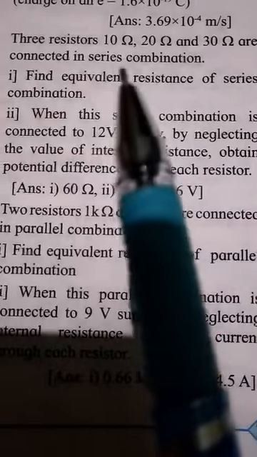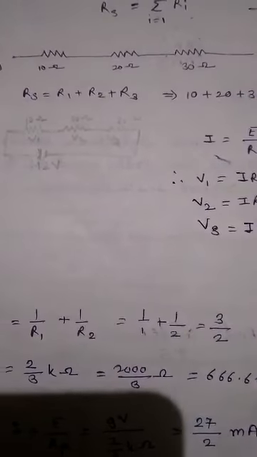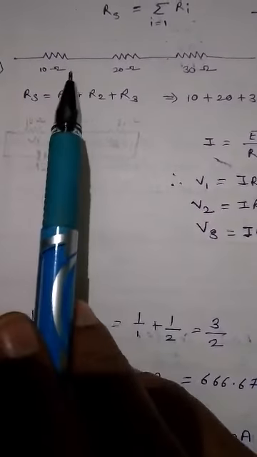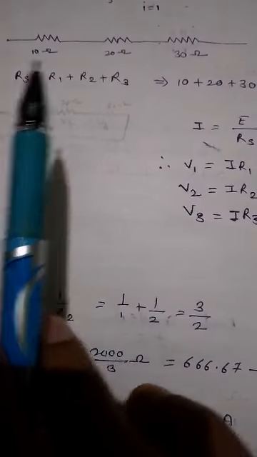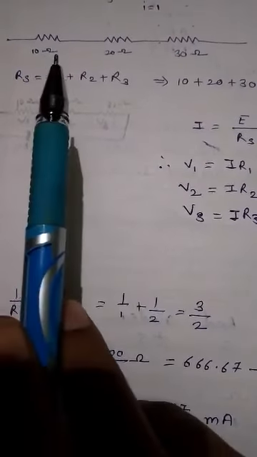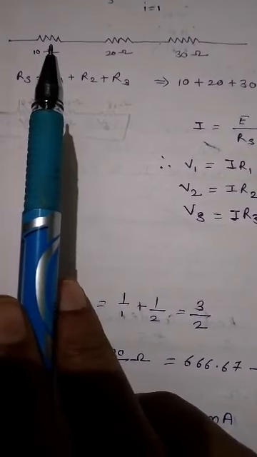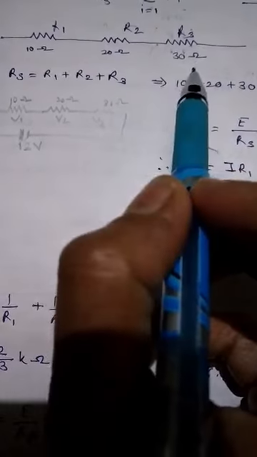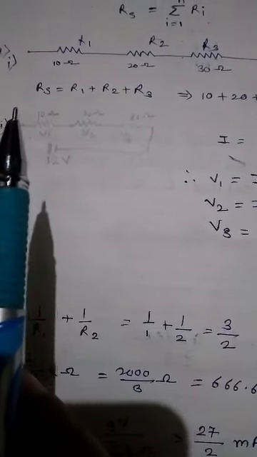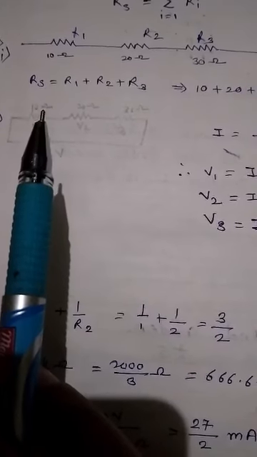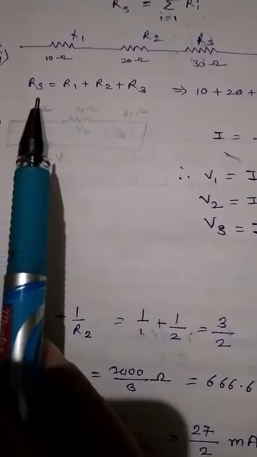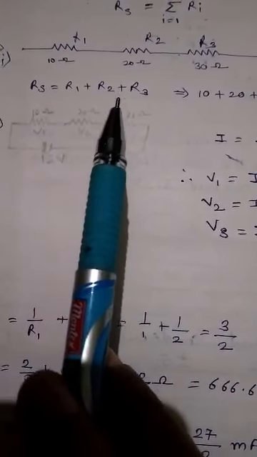Here 3 resistors are connected in series combination. To solve this example, series combination means one by one resistors connected to each other. So 10 ohm resistance is first, R1, then second one is R2 and third one is R3, for 20 ohm and 30 ohm respectively. So first our example is we find out the equivalent resistance. So RS is equal to R1 plus R2 plus R3.